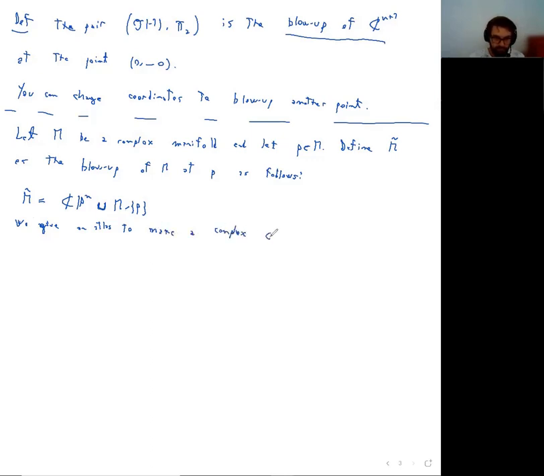Just one second. Is M of dimension n or n plus one? No, n plus one. Yeah, that makes more sense. Okay, so where n plus one equals the dimension. Yeah, that of course is necessary.